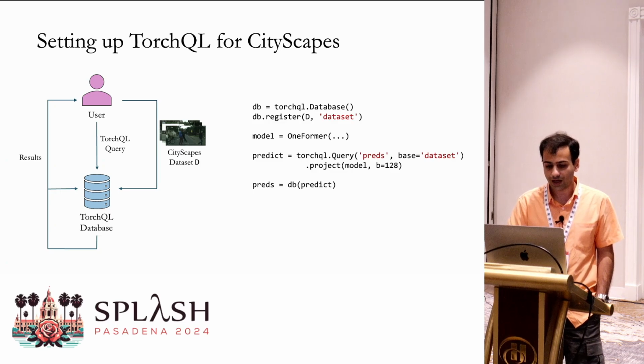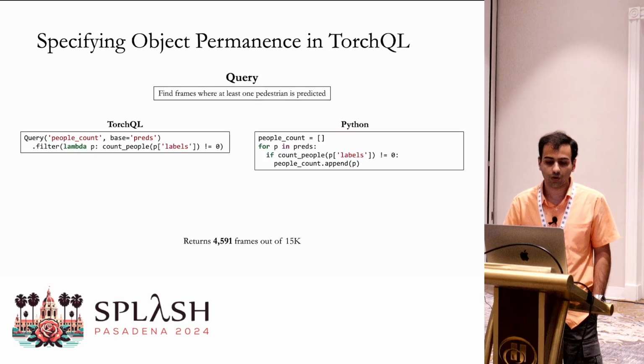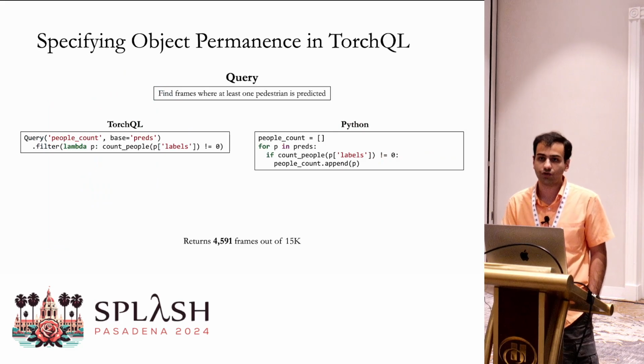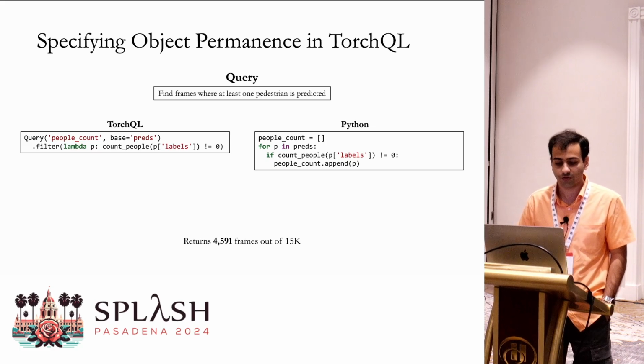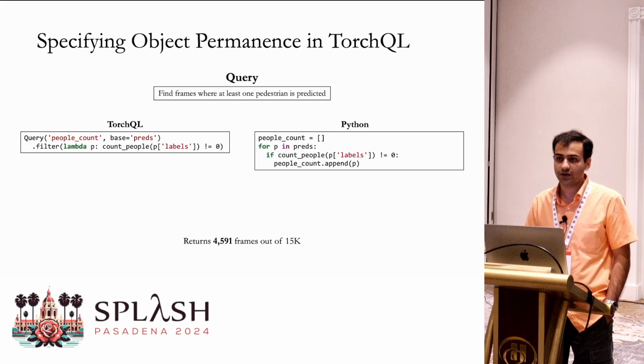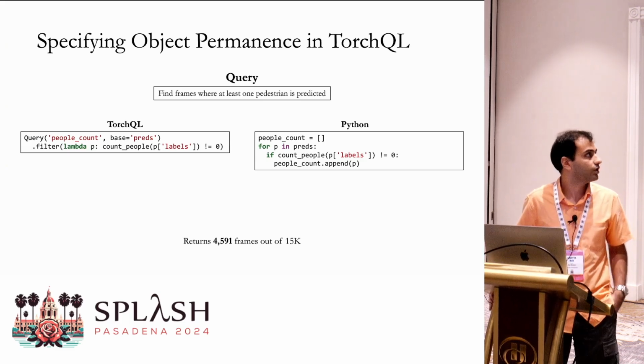Now that we have these predictions, let's look at how we specify object permanence. So I'm going to take you through my thought process on how I started specifying object permanence using TorchQL. And I started off with the simplest query possible. I looked at all the frames where at least one pedestrian is predicted, just as a starting off point. So in TorchQL, that looks something like this.